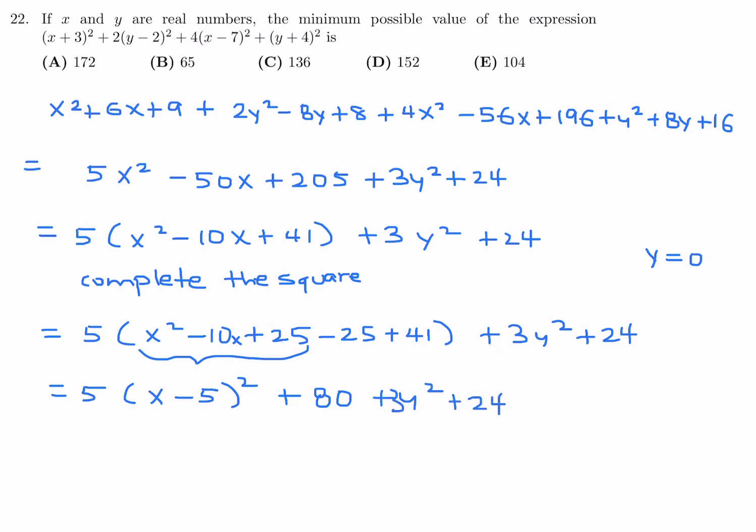Okay, so this tells me that when x is 5, that is when we have the minimum value. And that minimum value, if you just look at this part, is 80. And then we had previously concluded that y would be 0 in order to make that minimum. So we substitute in those two values. When x is 5 and when y is 0, all we are left with is 80 plus 24, and that is 104. That's the minimum value. So number 22, the answer is E.